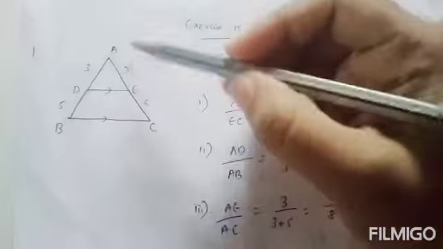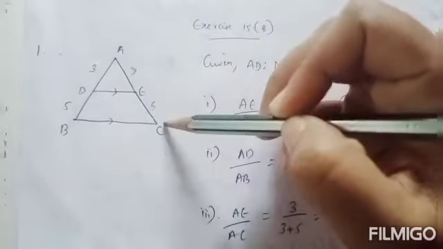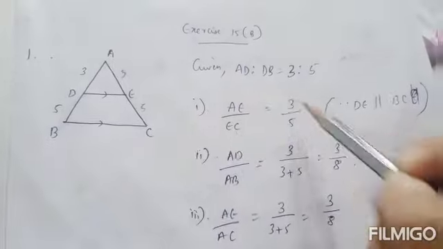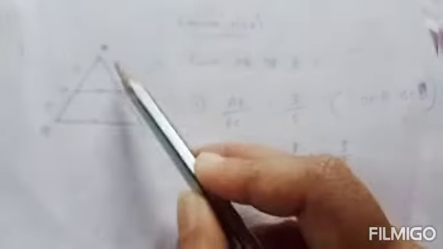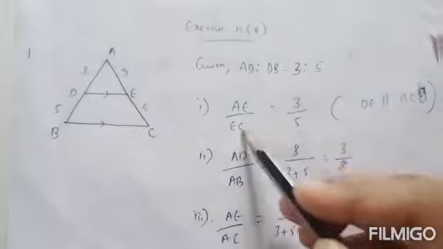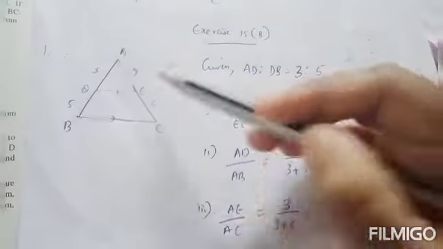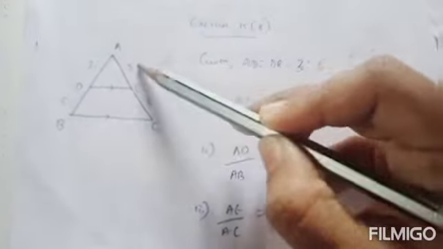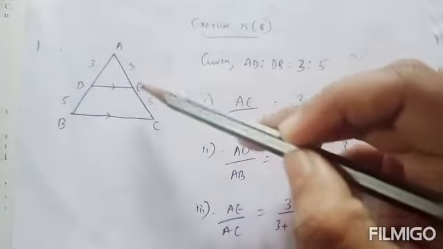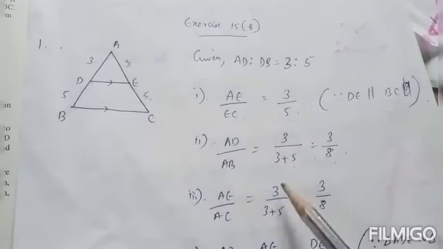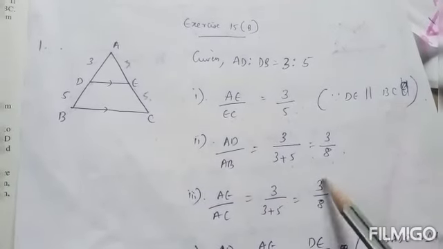Now the third, AE by AC. From the first part, AE by EC is 3/5, that is AE equal to 3 and EC equal to 5. In this way you can write. So AE by AC will be AE 3, AC 3 plus 5. So AE by AC equals 3 by 3 plus 5, which is 3/8.